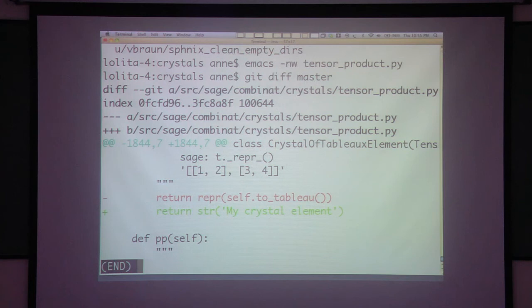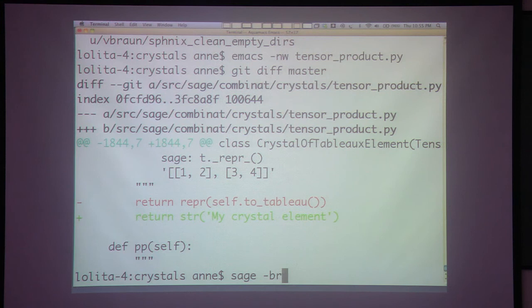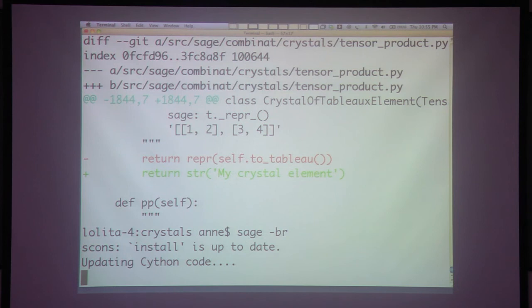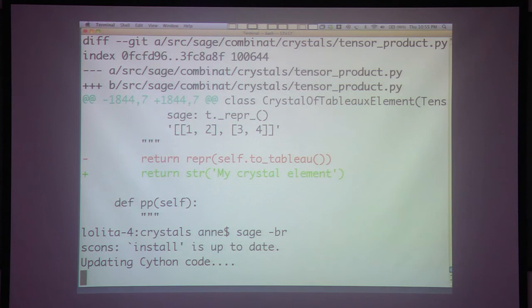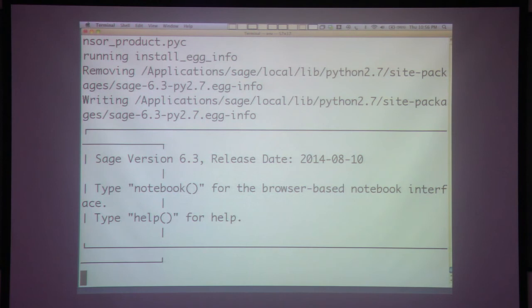Okay, so now let's check. I have to recompile Sage, but just the little change that I made, to tell it to recompile the code with my new change. So I hope this is going to be quick. Yesterday it took like 2 hours, but it should be. Okay, so now it's starting up Sage, and now we are going to make a crystal and an element and check whether it is actually changed.